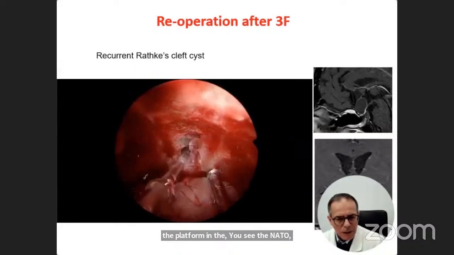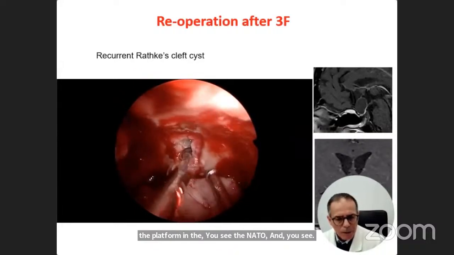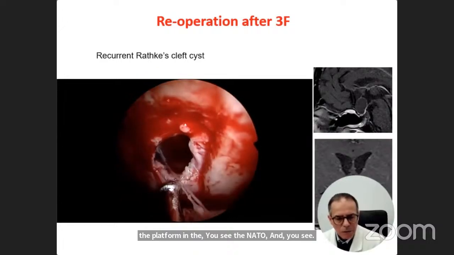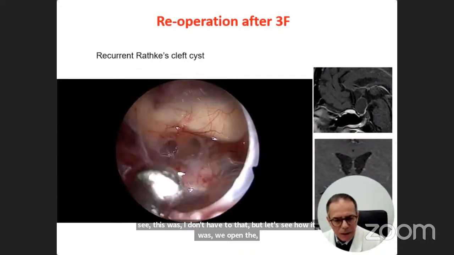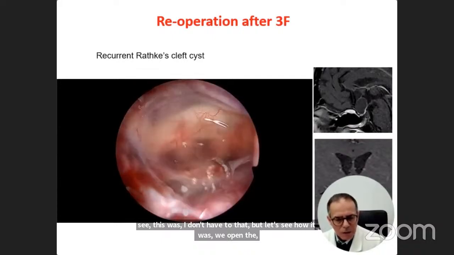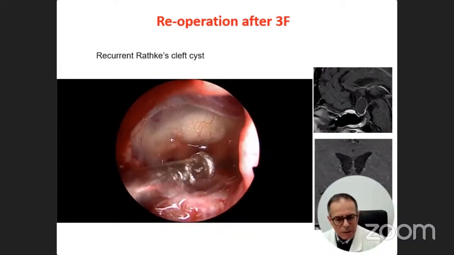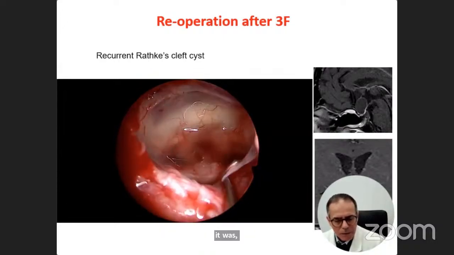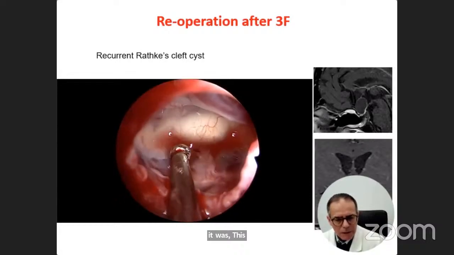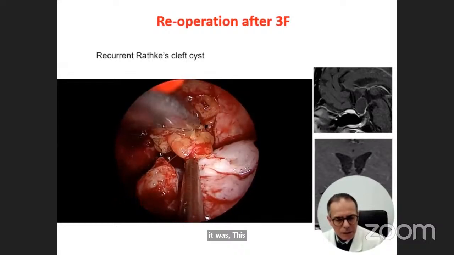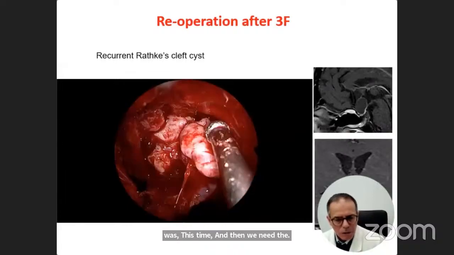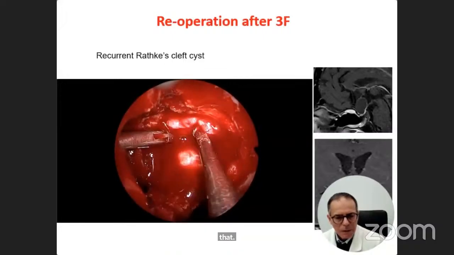Let's see how easy it was to reopen the reconstruction. If you use synthetic material or multi-layer reconstruction, it's not easy. This time we opened the sphenoid sinus and the ophthalmologic system on both sides, and then with this better circulation of the CSF, we reconstructed it with the same nasoseptal flap.